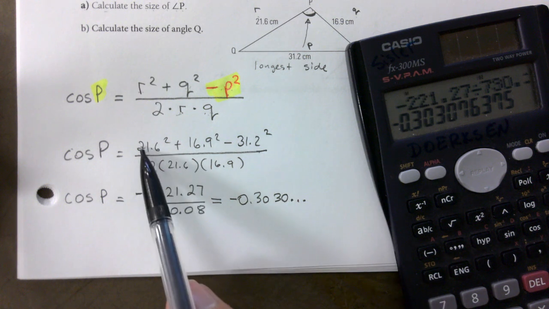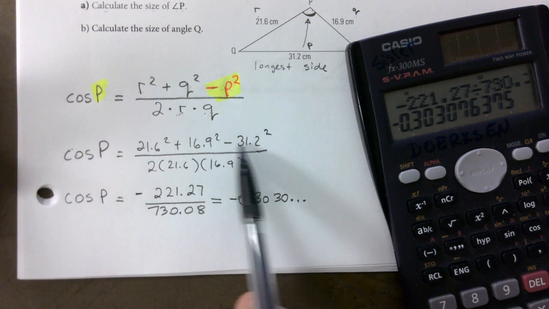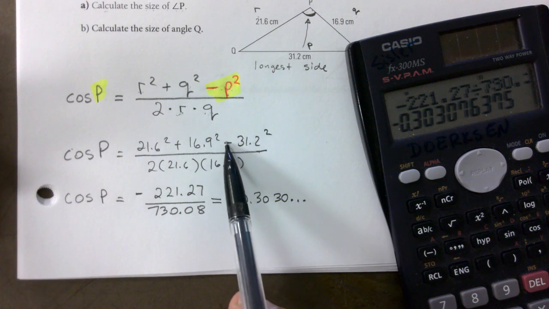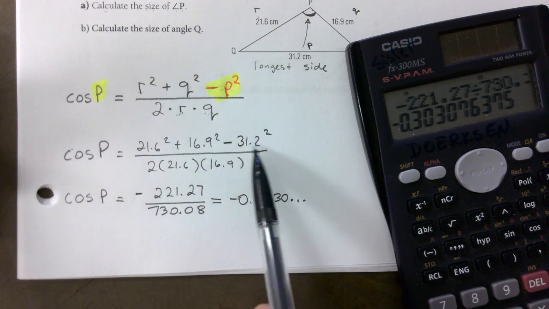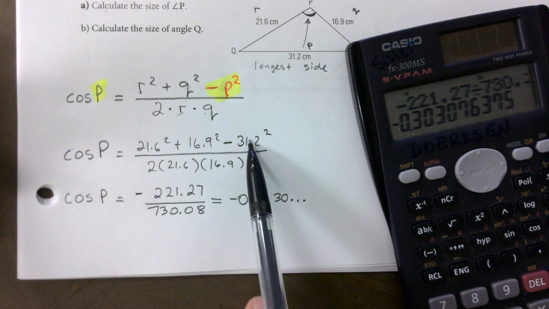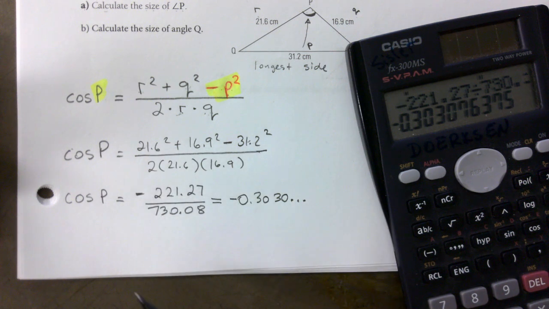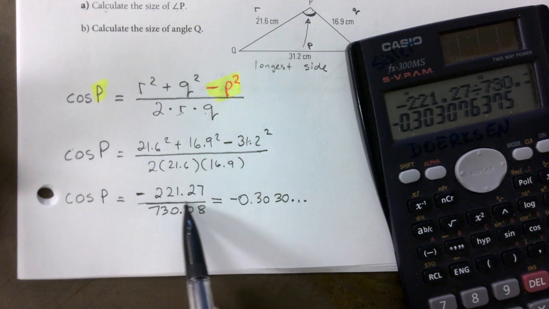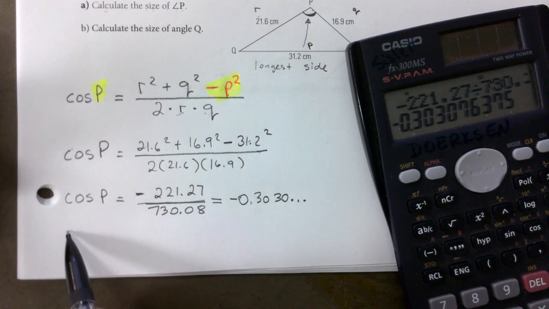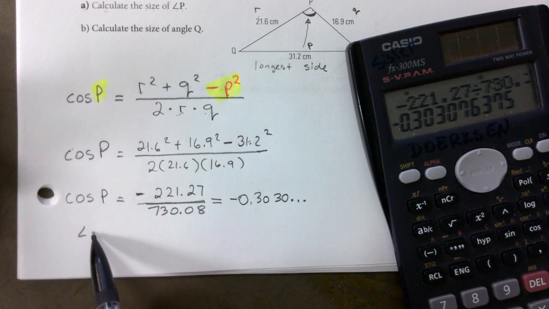You should get negative if you type this in, because you end up with minus 31.2, which is a big number. So you end up with a negative result here. Try it again. Okay, all right. So now we're going to go angle P.